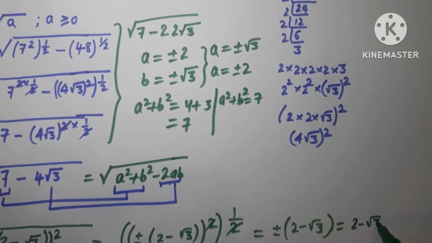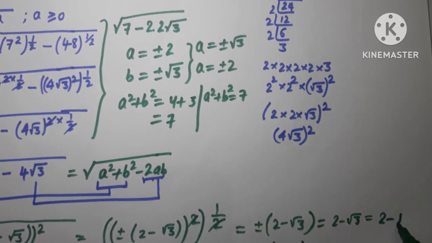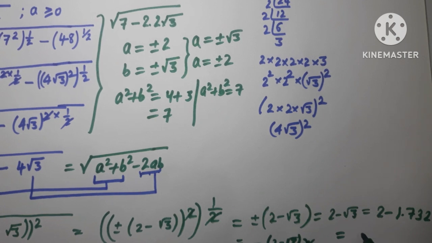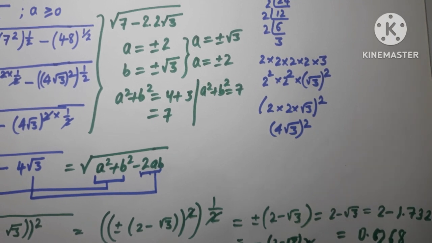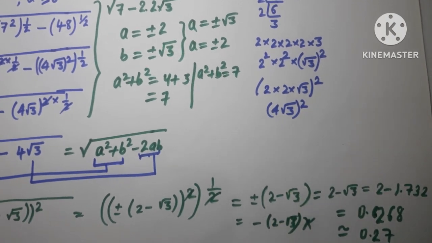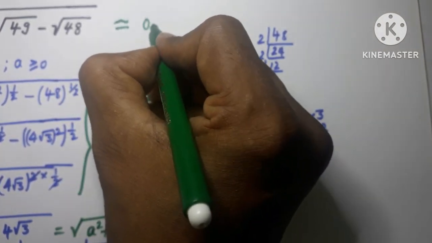2 minus root under 3. We are not taking the negative sign because negative is not applicable here. Here we have this value 2 minus 1.732, and this is coming 0.268. That is an approximate value. We have 0.27, and this is our solution. So the approximate value we are getting is 0.27.